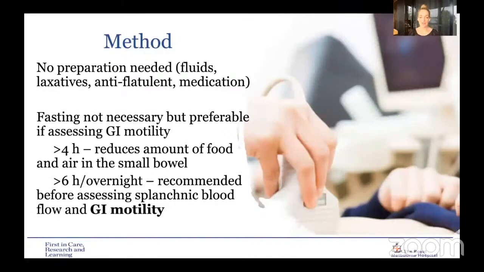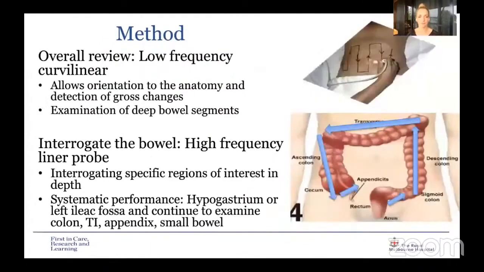So in terms of the method, the great thing about intestinal ultrasound is that no preparation is required. It's a brilliant point of care test, and that's what we do in our clinic. So when patients talk about any symptoms, we get them off to intestinal ultrasound, do it straight away, and get the answers that we require in terms of if there's active inflammation versus functional symptoms. So you don't need any bowel preparation, no laxative, any anti-flatulence or any other medications. Furthermore, fasting is not necessary. It is preferable if you're assessing GI motility, but we don't require it in our patients in our clinic. If you are looking at GI motility, overall you want a more than 6-hour fasting state to be able to assess that GI motility and splenic blood flow.